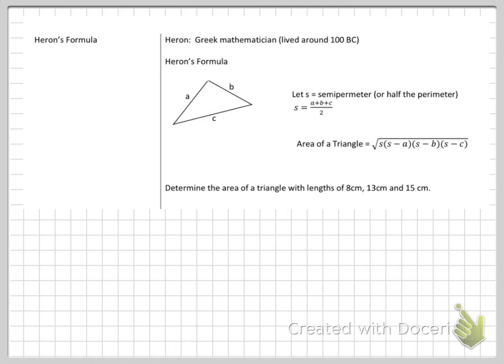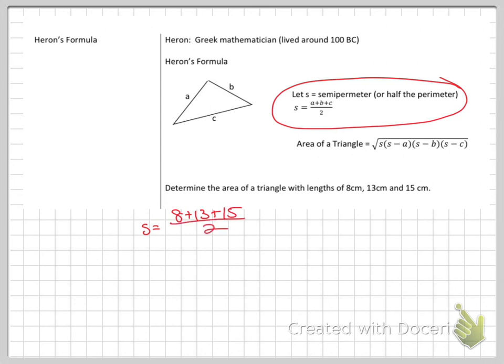It's another way to find the area of a triangle if asked to find the area of a triangle on the test. So notice that S is the semi-perimeter, half the perimeter. So in our example, we need to start by finding S. So we're going to do 8 plus 13 plus 15 and divide that by 2. If you do that, 36 divided by 2, you're going to get 18.